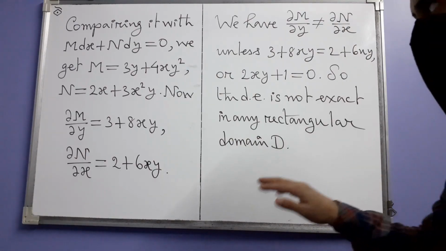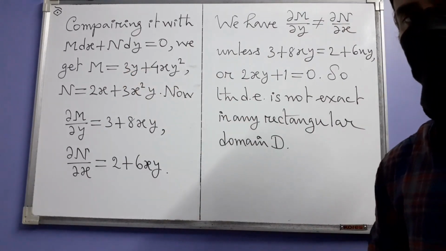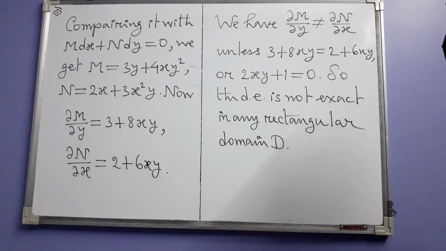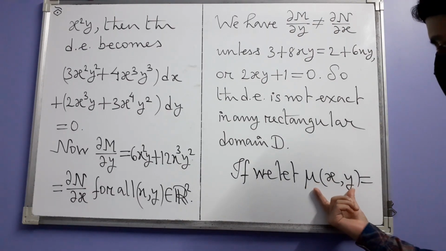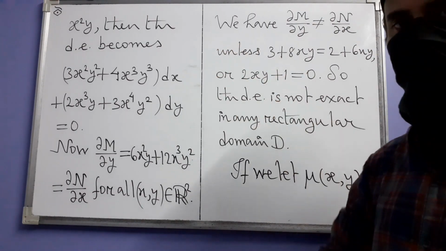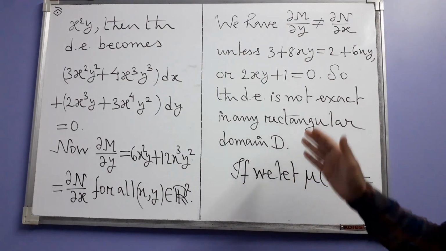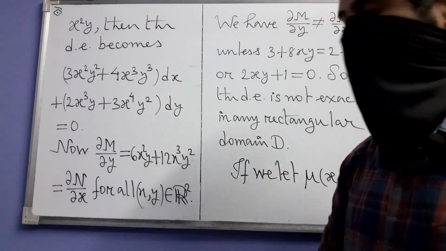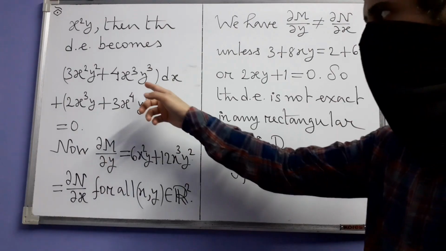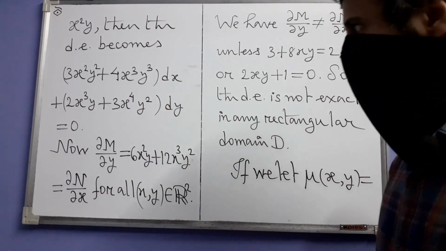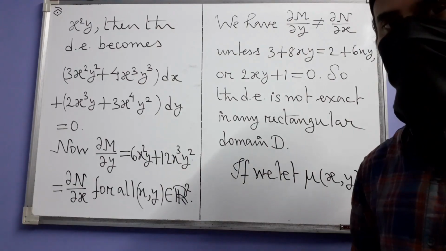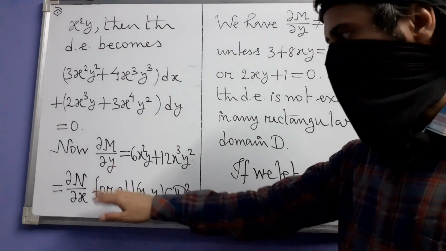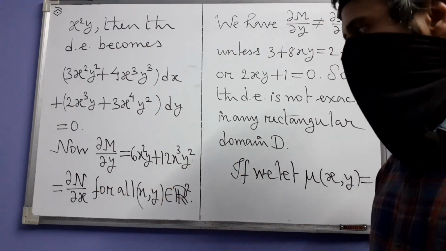You don't have the equation here, but it is just this, by something that will turn it into an exact equation. Let's see. Take our mu to be x square y. So if we multiply the original differential equation by x square y, then it gets turned into this: 3x square y square plus 4x cube y cube dx plus 2x cube y plus 3x to the power 4 y square dy equal to 0. So now you calculate these things, these partial derivatives.